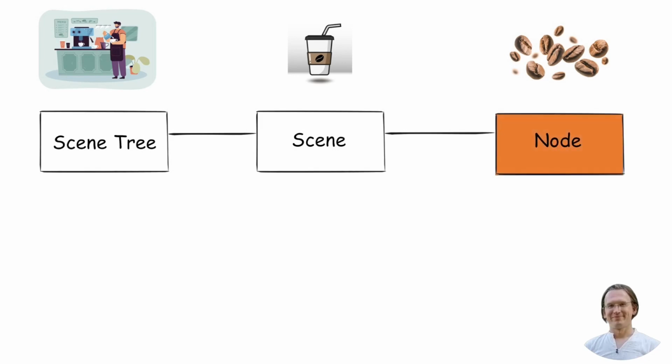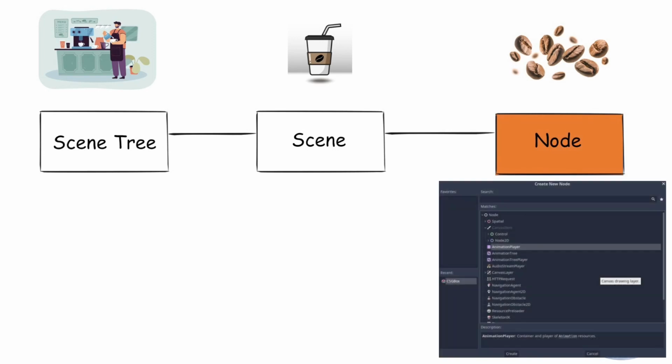Nodes are the smallest building blocks in Godot. They're like game objects in Unity. Nodes exist for absolutely everything. For example, 2D sprites, a camera, animation players, CSG boxes that I made a video about earlier.